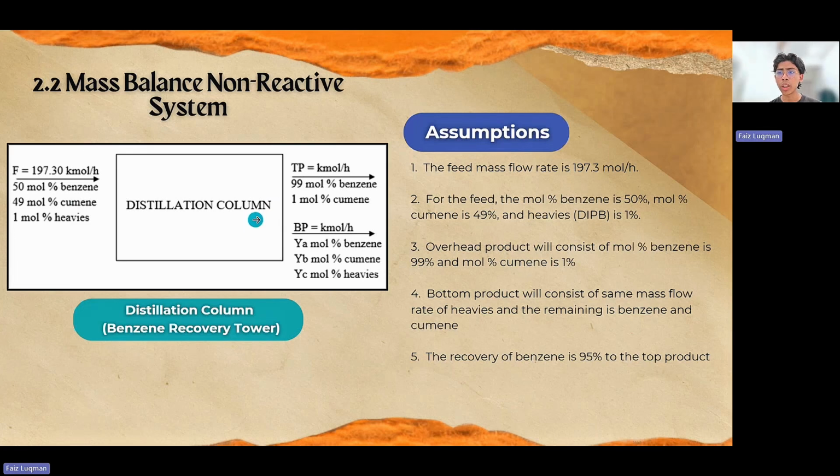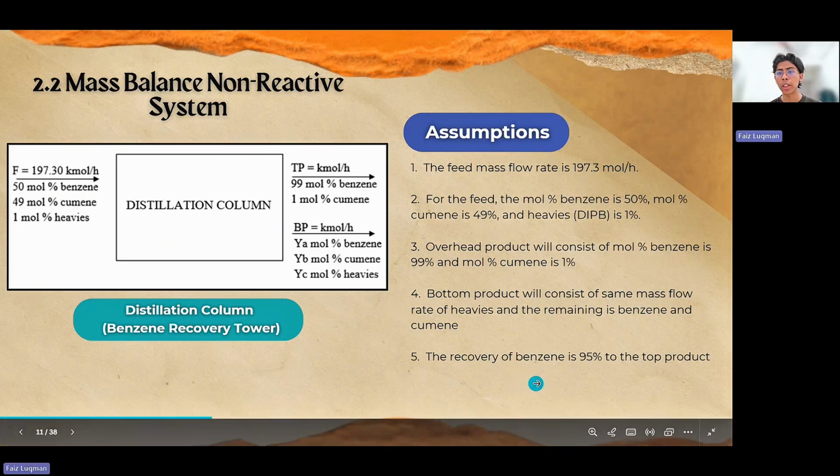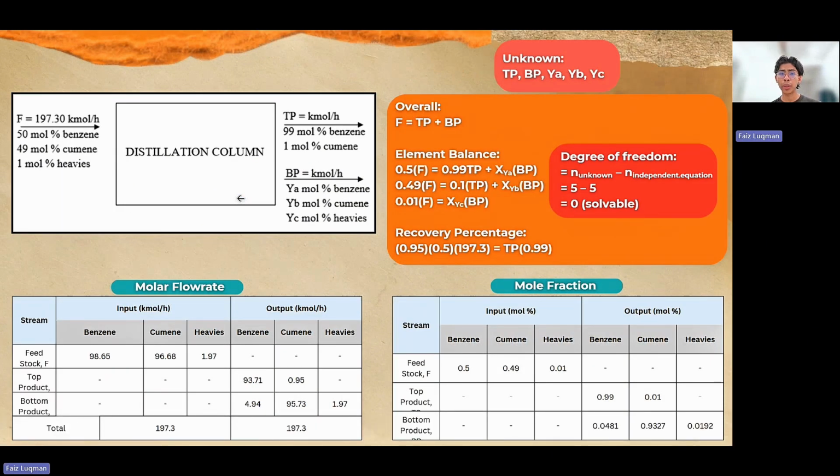For the top product, this is where the benzene separation occurs. So we will have 99 mole percentage of benzene and 1 mole percentage of cumin. And for the bottom product, we don't know the value for the molar flow rate, and we also don't know the mole percentage for the components that are involved. So these are the assumptions for this non-reactive system. Next, we have 5 unknowns based on this diagram, but we also have 5 independent equations.